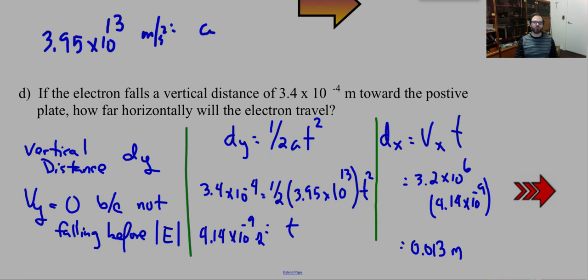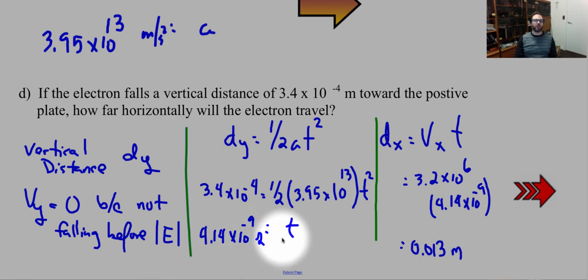is equal to half of my acceleration, which is 3.95 times 10 to the 13 meters per second squared, multiplied by my time squared. Now to isolate for time, all I have to do is take my distance, multiply it by 2, and then divide by my acceleration, and then square root all of that, which will end up giving me 4.14 times 10 to the negative 9 seconds.